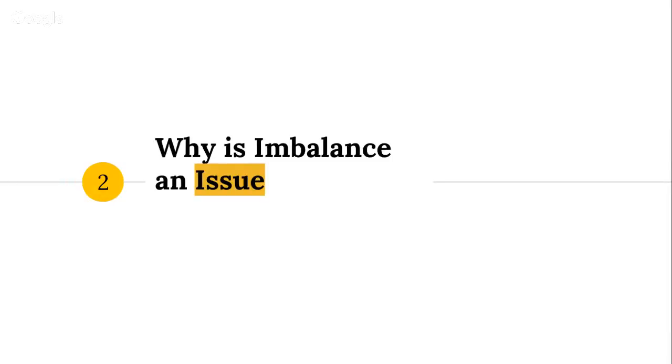So why is imbalance an issue? It's an issue when we're building our models, and especially at the point of evaluation. So when we're looking at a model, how do we normally look at whether it's performing well or not?